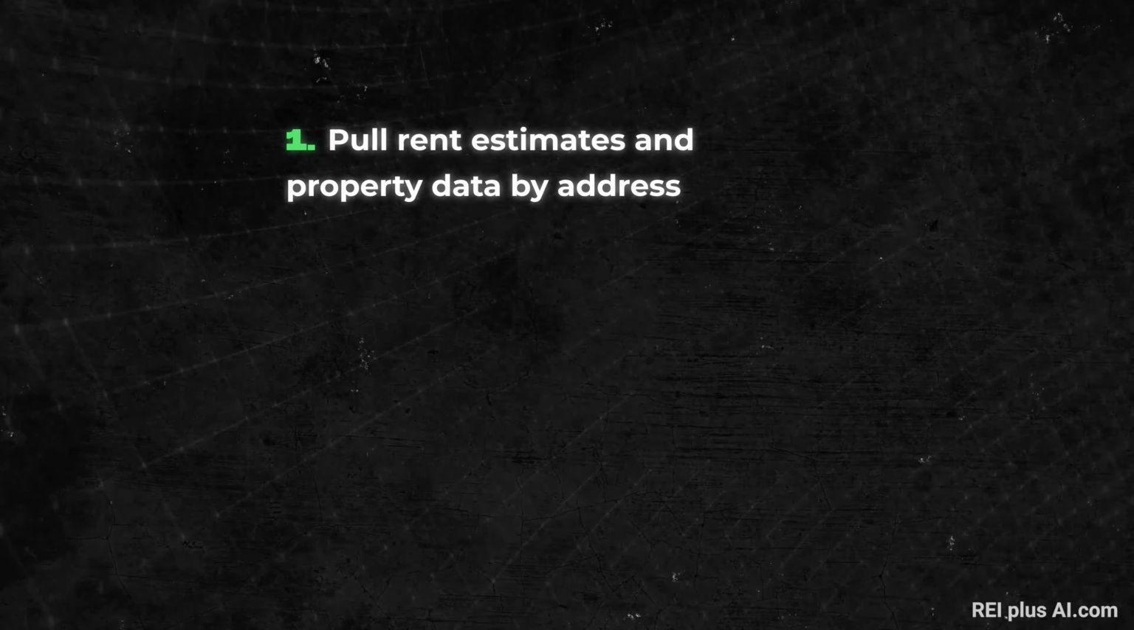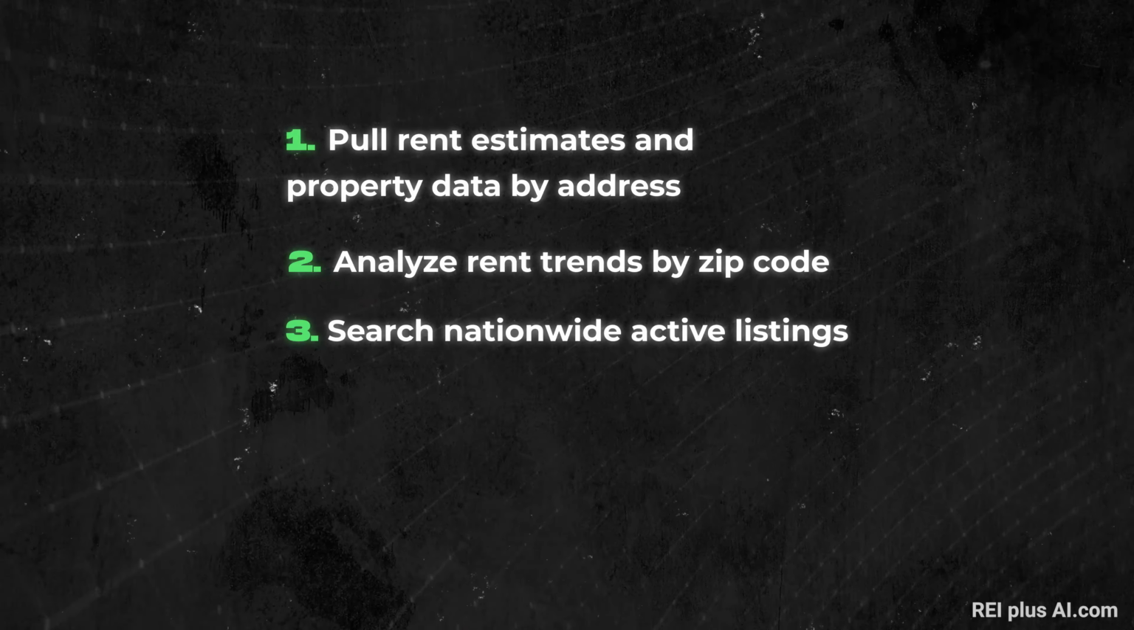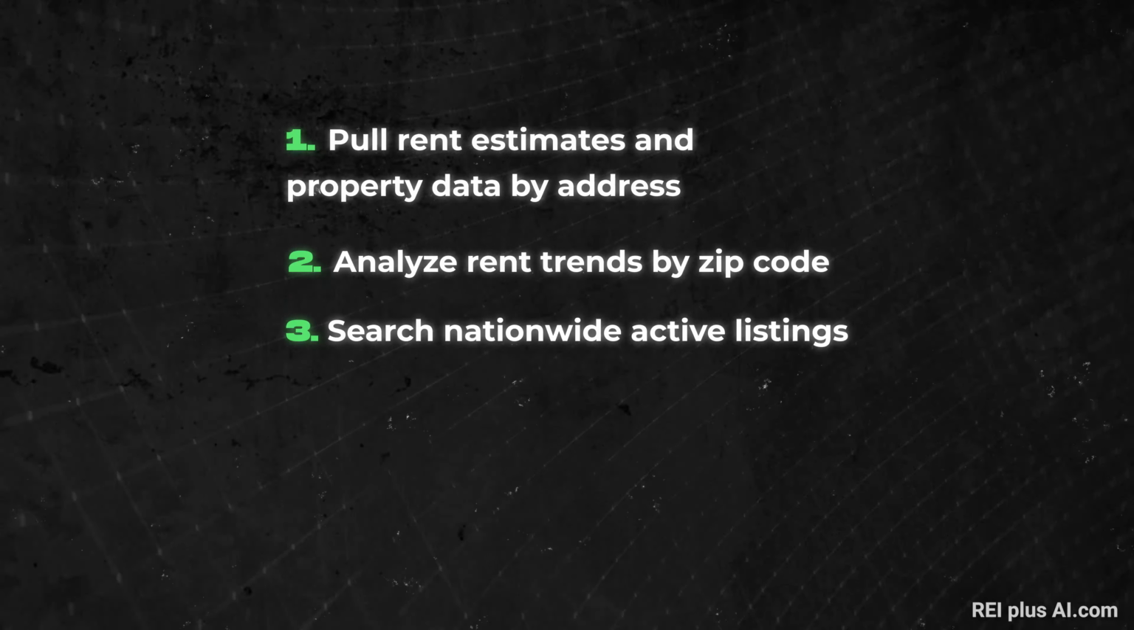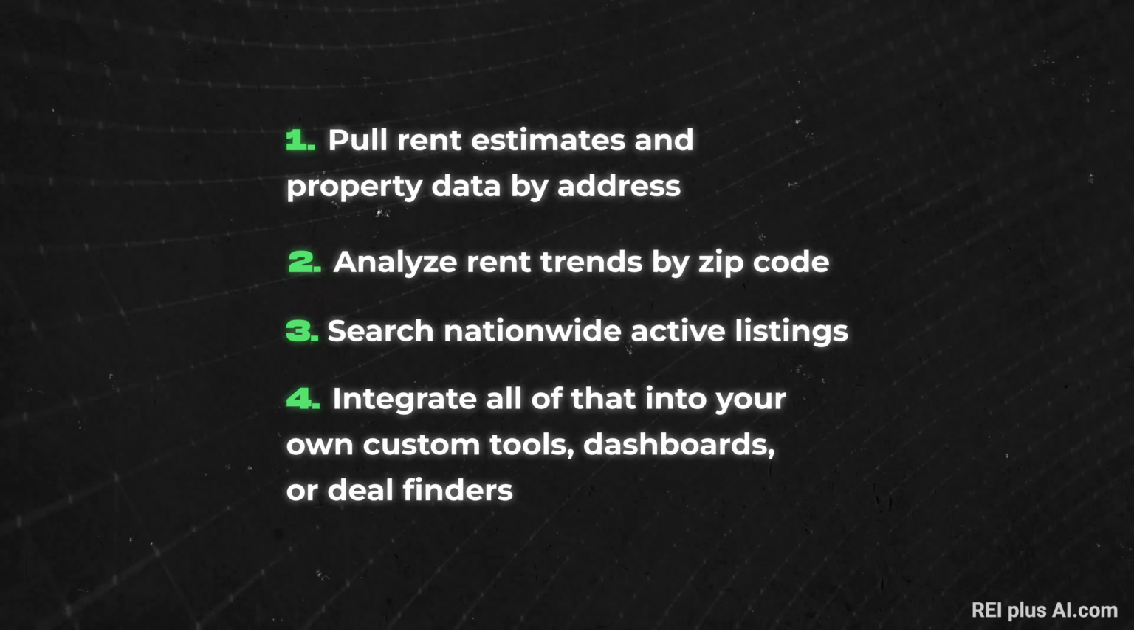The API lets you pull rent estimates and property data by address, analyze rent trends by zip code, search nationwide active listings, and integrate all of that into your own custom tools, dashboards, or deal finders. So if you're a builder, a coder, or just someone trying to leverage AI to automate deal screening, like myself, RentCast API can be a foundational data layer.